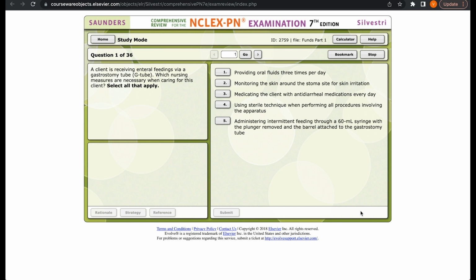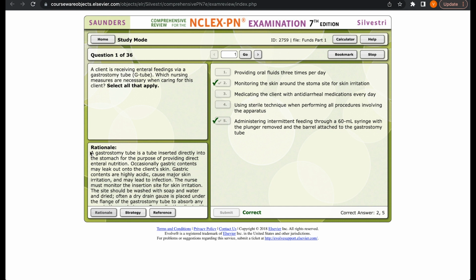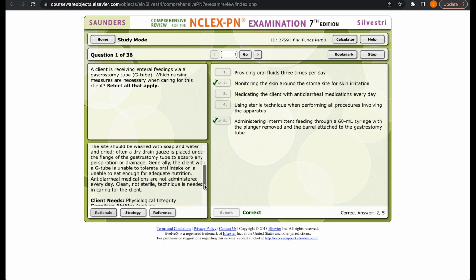All right, so once I get the question, I read the question and the choices. I look at my choices, select the ones that I think are best to answer the question. Then I select submit. And oh, I got those right. Move over and I look at the rationale. Once I look at the rationale, I try to read through the rationale. And of course, I take my notes.